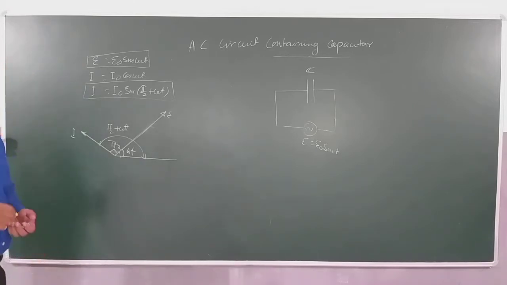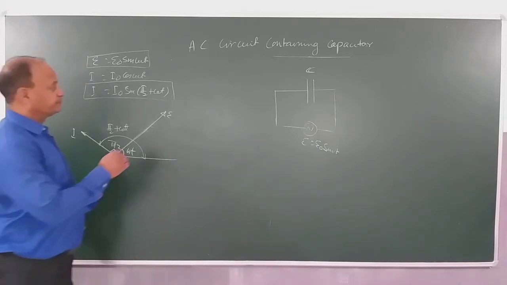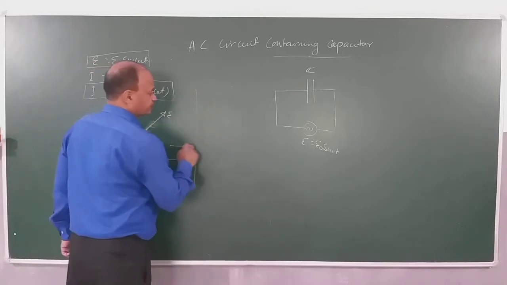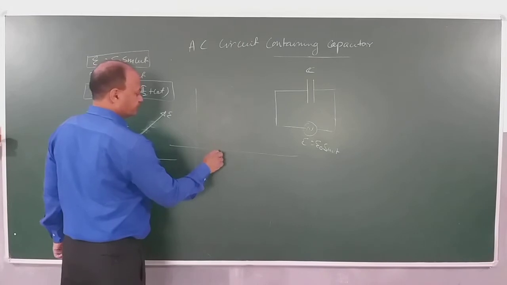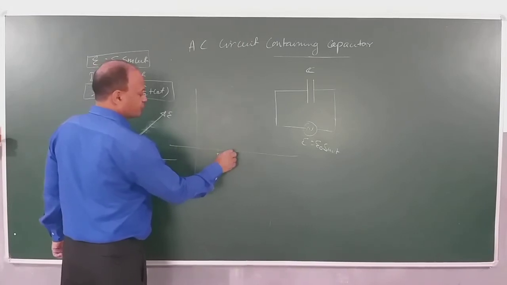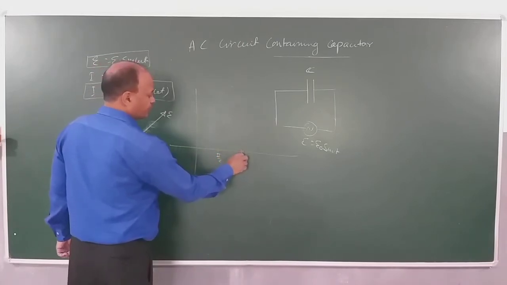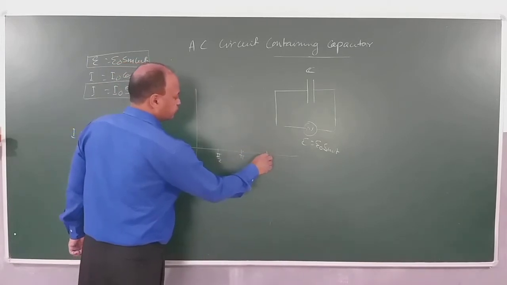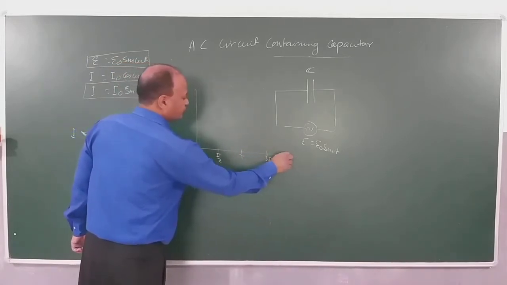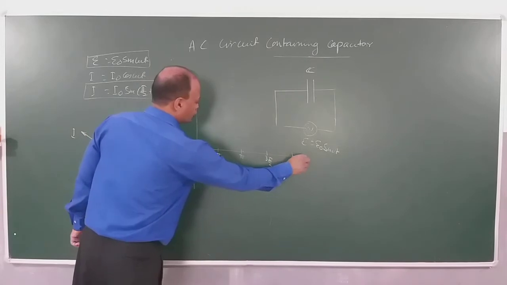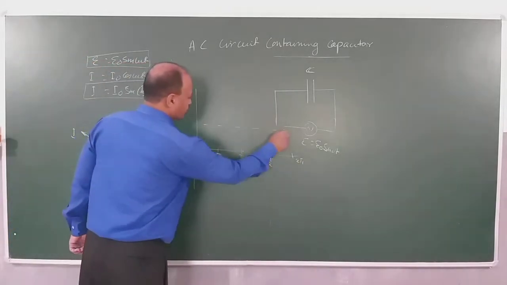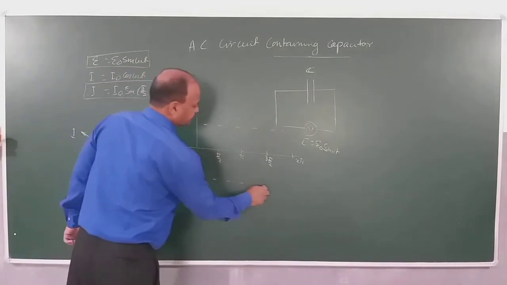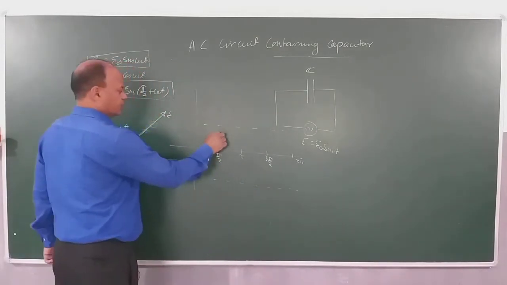We can represent also graphically how these are varying. This is pi by 2, pi, 3 pi by 2, 2 pi. Clear? Now this, children, is E naught. This is applied voltage.